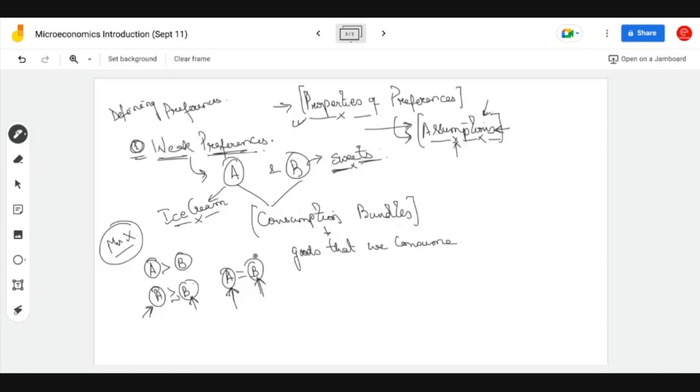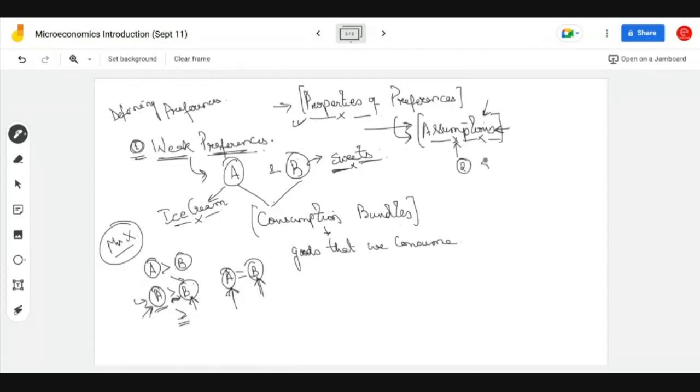For some other person, it might be the case that he prefers ice cream, but if he doesn't get ice cream, he can consume the sweets. That's why we use this sign. Or we can use this sign. Both are the same thing. All that we want to say is that he's equally happy in either A or B. So this is your weak preference.